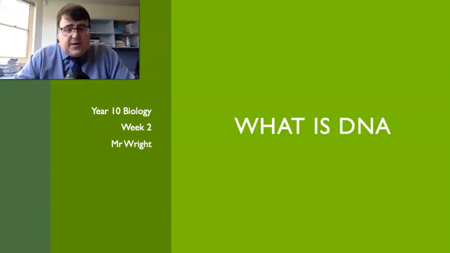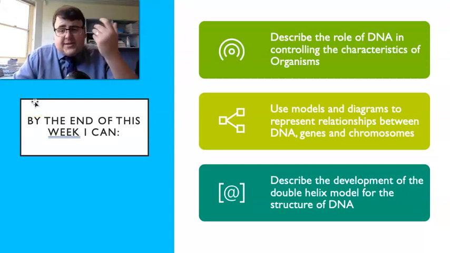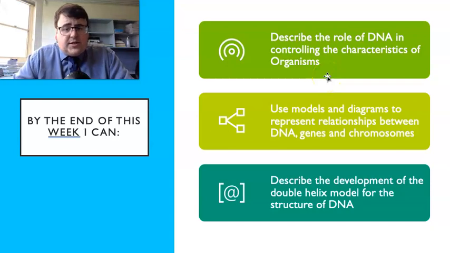So let's begin. By the end of this week, there's a few things that you should be able to do, and these are things that you'll be tested on in the upcoming test. First of all, you need to be able to describe the role of DNA in controlling the characteristics of organisms. You're going to have to be able to use models and diagrams to represent relationships between DNA, genes, and chromosomes. Now, we will do that with some experiments.